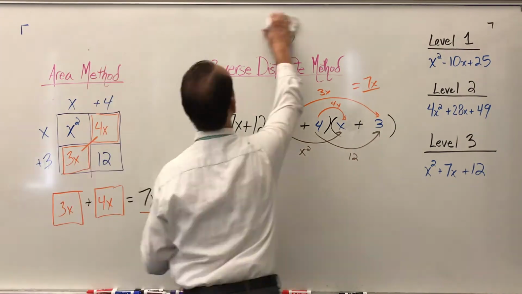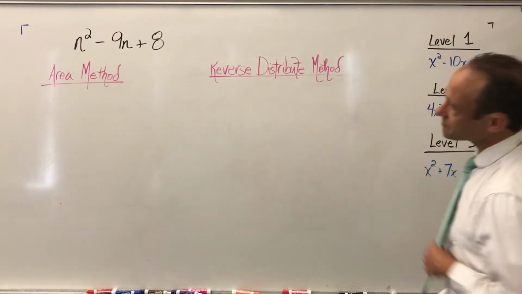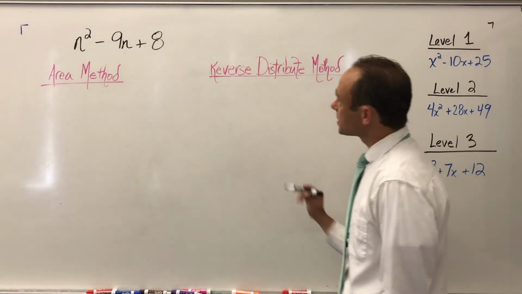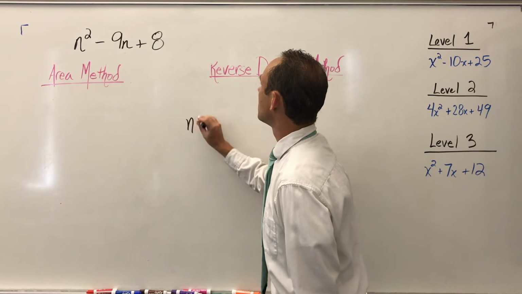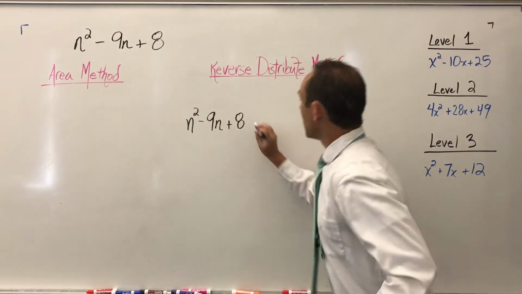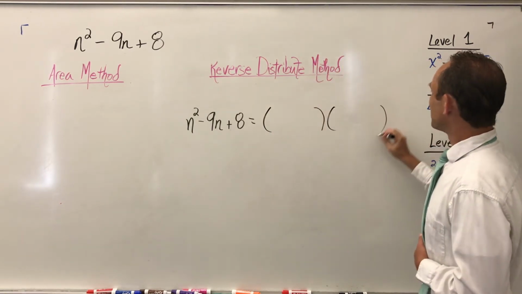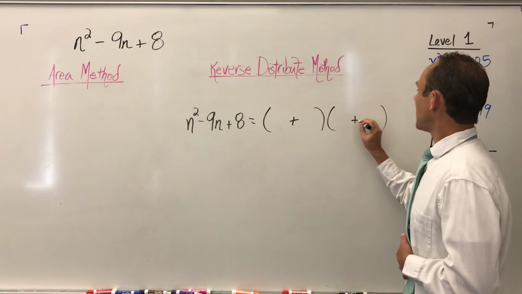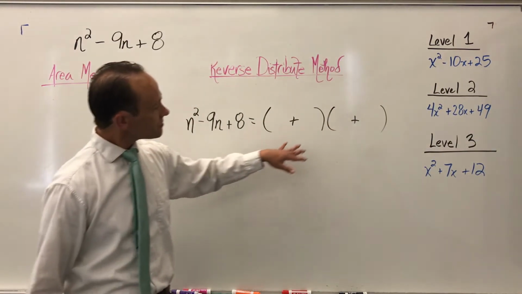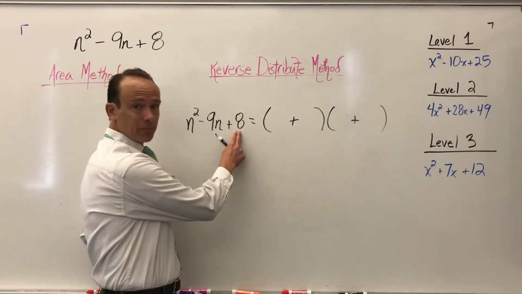Let's try one more. All right, so here we go. Second example, I'm going to do this method first. So let's go. n squared minus 9n plus 8. And we're just going to say that that equals right there. Holla my man. All right, so now we know this is a level 3 because 8's not a perfect square.